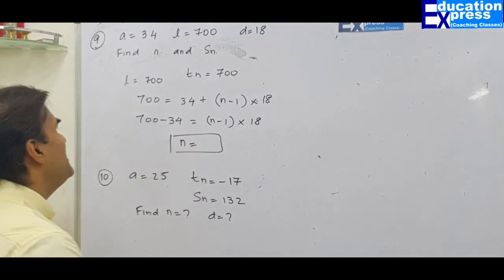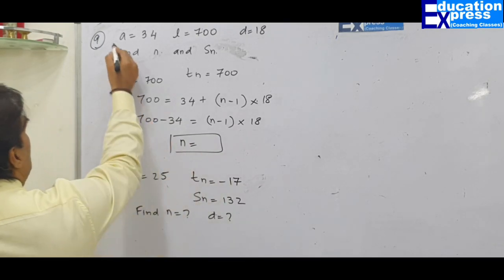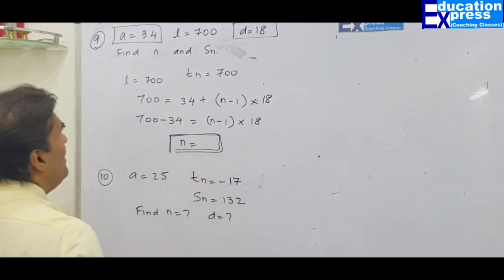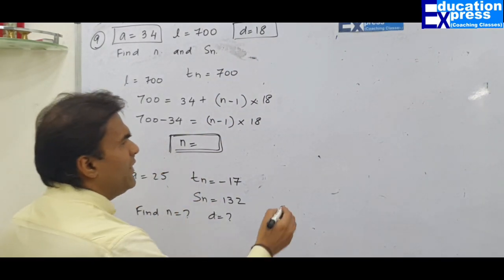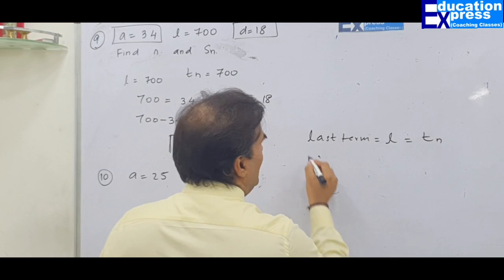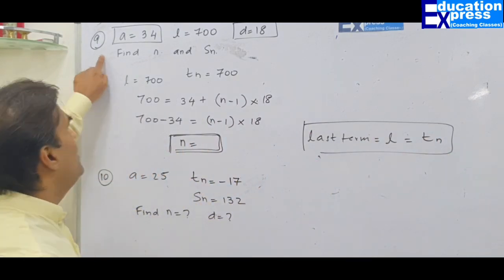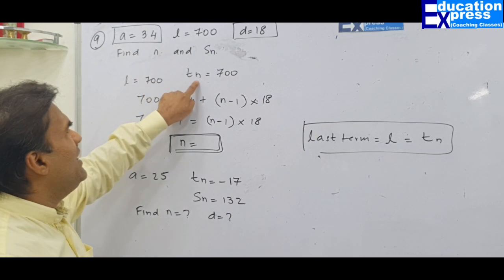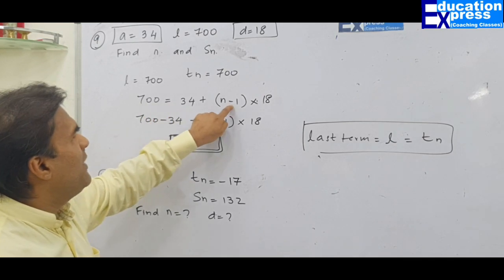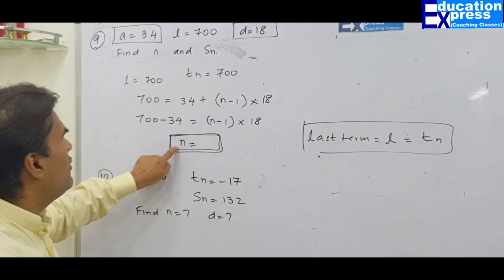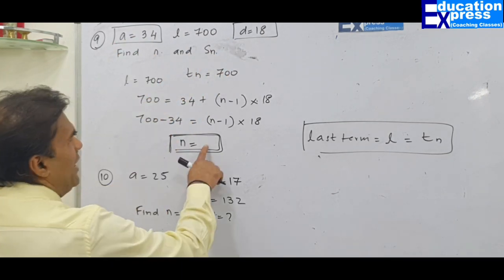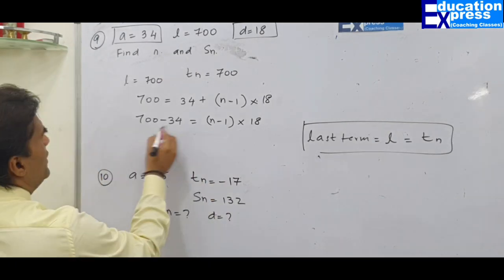Once you know that three parameters are available, we can find everything. What are those three parameters? Sir, A is available, D is available, N is available, and it was a very simple thing. Remember, my dear friends, last term denoted by L is also denoted by Tn, one and the same. So here the last term is 700, which is nothing but Tn. Formula for Tn is A plus n minus 1 into D. I have substituted, I found the value of n. A, D, n available. Find what? Sn. Whatever value you get for n, that we have to find.